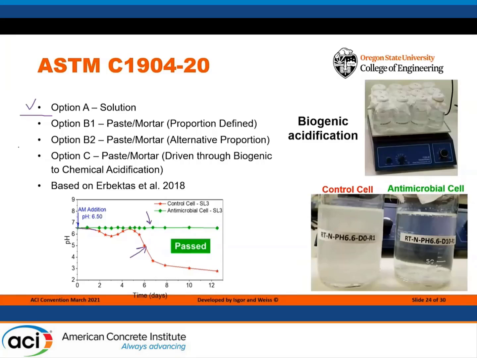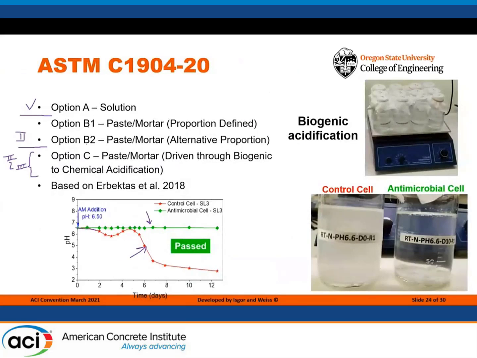This also has a component where it gets into option B1 and option B2, where you can now start to test paste and mortar combinations, either using a defined proportion or proportions that you would define yourself, to evaluate different materials and how they relate to the degradation process. The final portion of this really starts to get into doing the same type of work for paste and mortars, but now allowing it to go from stage 2 all the way into stage 3. So to really drive from biogenic acidification, which is really stage 2, into stage 3 and get into chemical and acid attack.